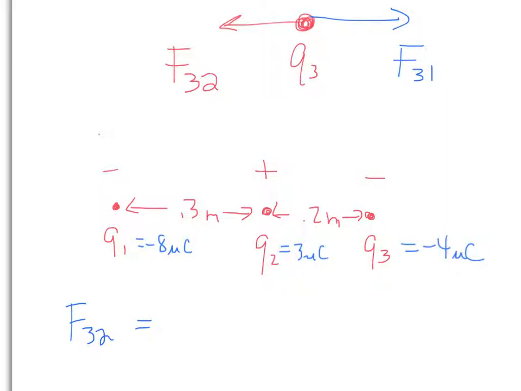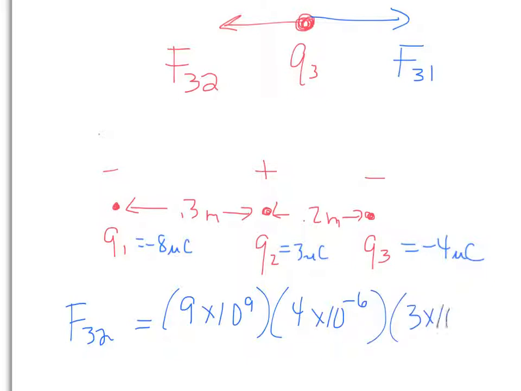We've already taken into account the negative and positive signs based on the attraction or repulsion and the direction of those arrows at the top. Those arrows already took the negative signs into account. So as a result, for F32, I'm going to write the following: 9 times 10 to the 9 times particle 3, which is 4 times 10 to the -6 for micro, times particle 2, which is 3 times 10 to the -6, again for micro, all over 0.2 squared.